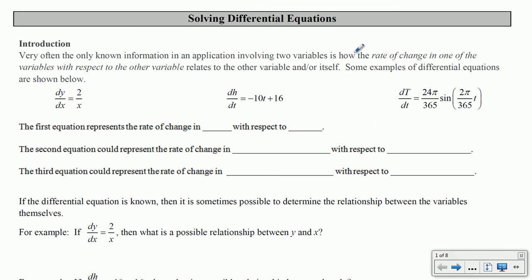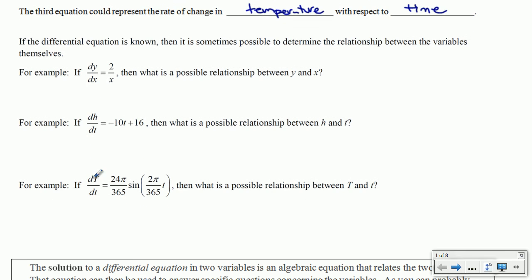So here's a few examples of differential equations. The first one here represents the rate of change in y with respect to x. The second one could represent the rate of change in height with respect to time. And the third one could represent the rate of change in temperature with respect to time. If the differential equation is known, then it's sometimes possible to determine the relationship between the variables themselves.